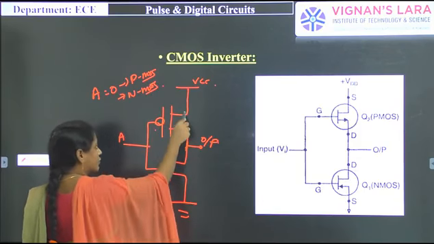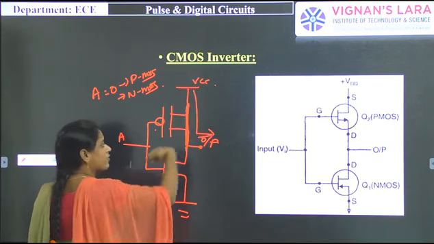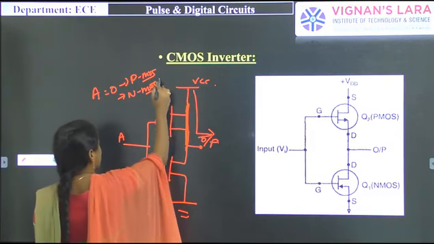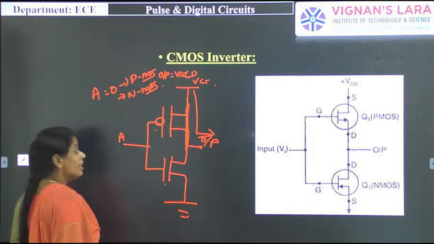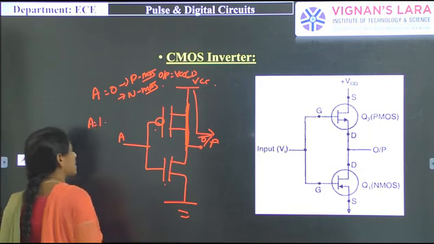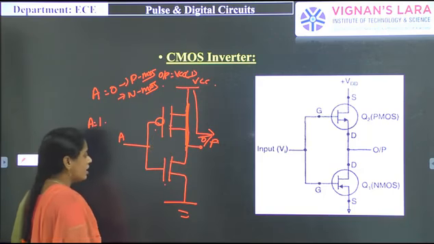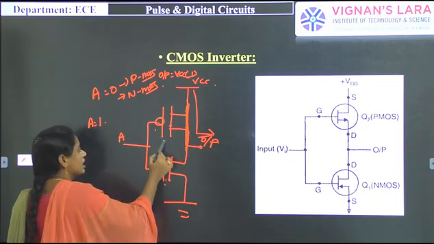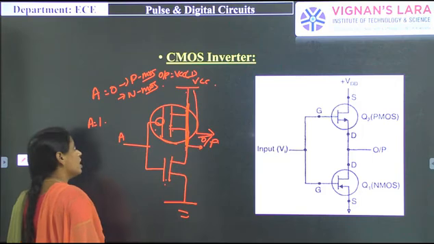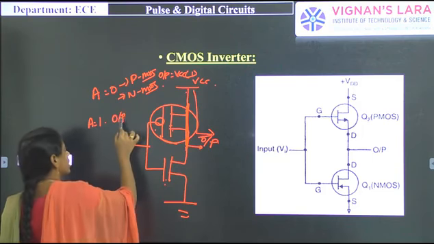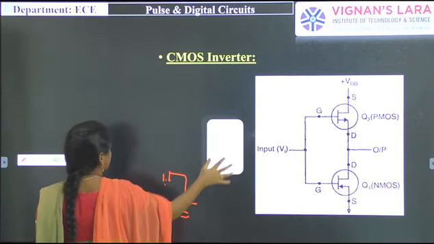Simply, when PMOS is in on condition, it can be replaced with a short switch. So the VCC signal will reach the output side. The output is equal to VCC, which is represented by logic 1. Next, A is equal to 1. Then the PMOS is in off condition and the NMOS is in on condition. So there is no path for the VCC signal to reach the output. That's why the output will be 0, logic 0. So this is about the CMOS inverter.